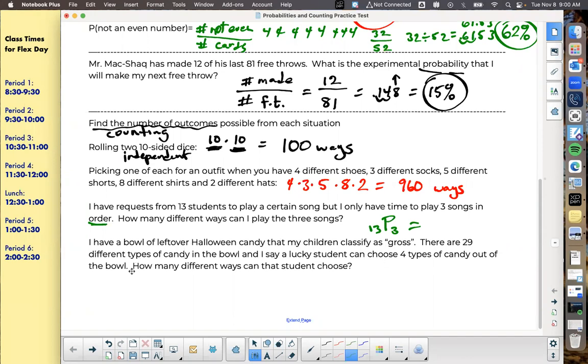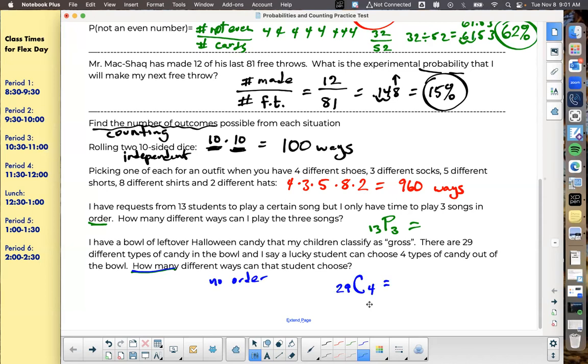Okay, well, the how many tells us for sure we are combinations or permutations. The order they choose the candy won't matter, because they're still just picking 4 types of candy. So since there is no order, this is going to be a combination. So I would say there are 29 types of candy. That student is picking 4. And whatever that answer is would be the answer.